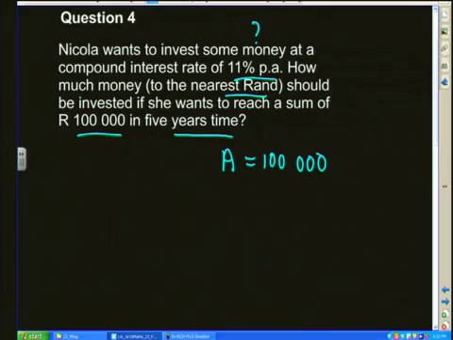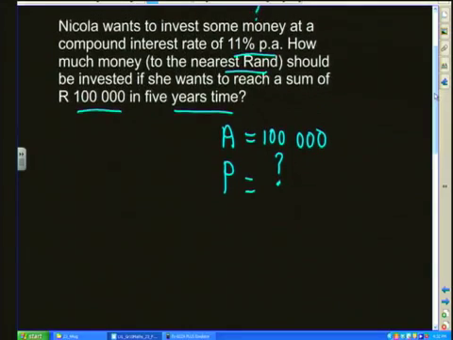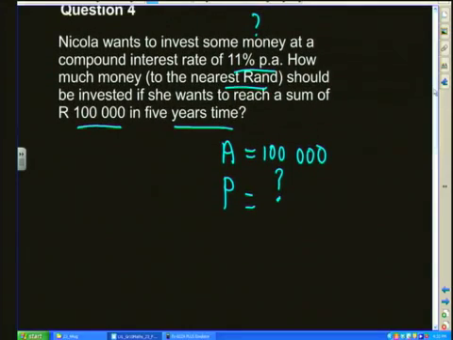Okay. P, how much should she invest? That's what we're looking for. How much can she put in so that she gets 100,000 at the end of the period? The period being 5 years. And the interest rate is 11%.